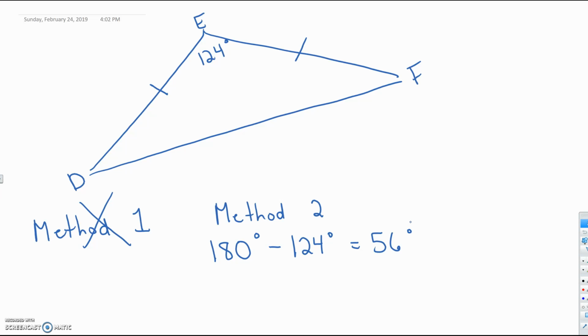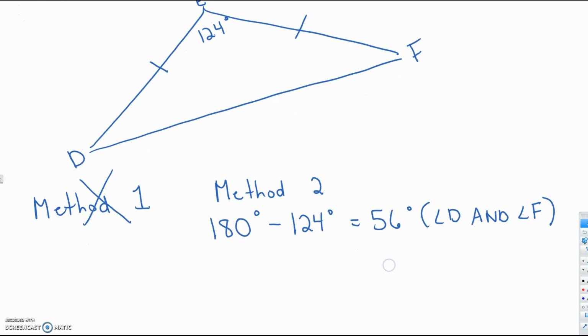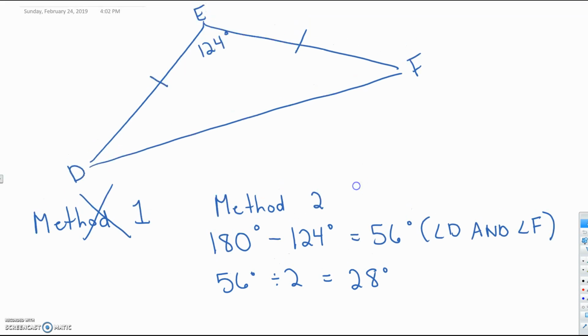Now I want you to know that that 56 degrees is split up between angle D and angle F. That's not just one angle, that's both angles. So we need to do something to that 56 degrees to split it in two. So we're going to take that 56 degrees, divide it by 2, and we're going to get 28 degrees. So that's how you find a missing angle in an isosceles triangle. So it's just important to remember all the relationships inside a triangle, and this one specifically, adding all the angles up to give us 180 is what you want to be looking at.